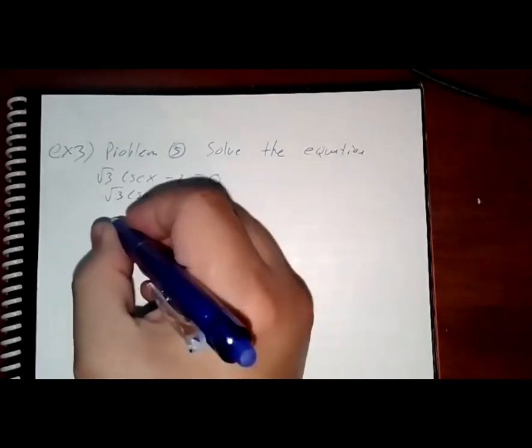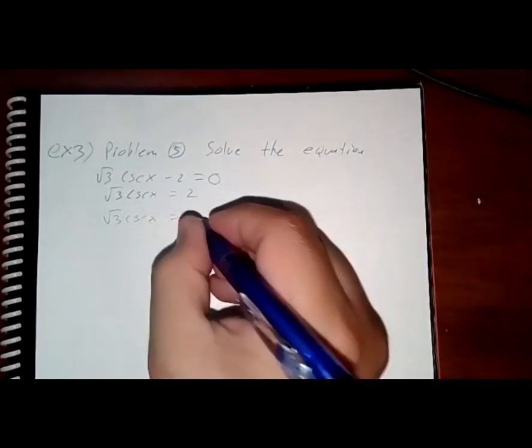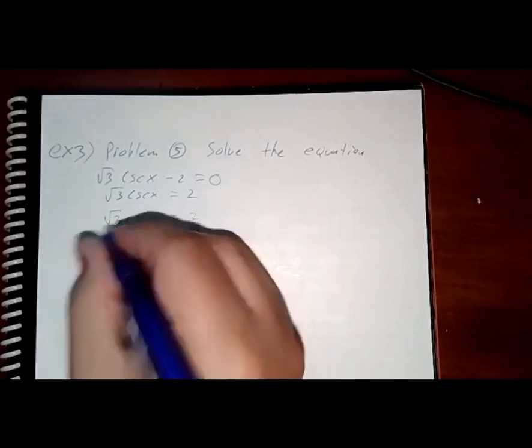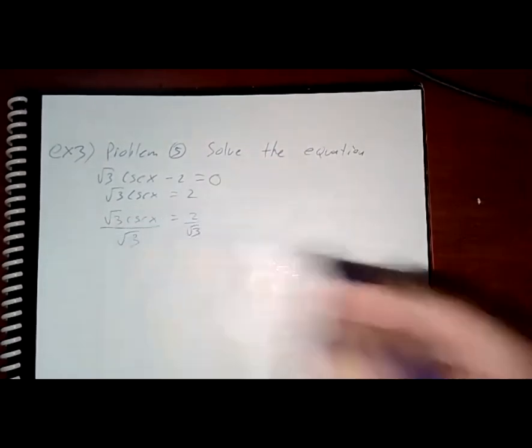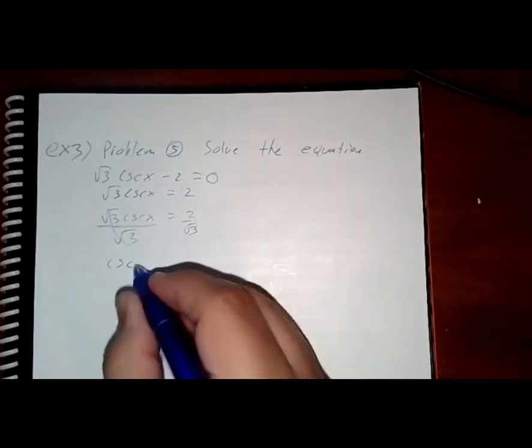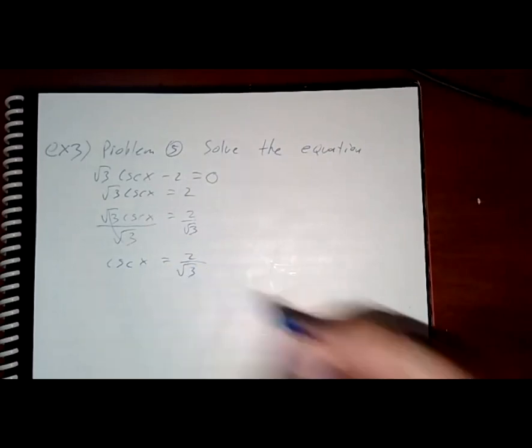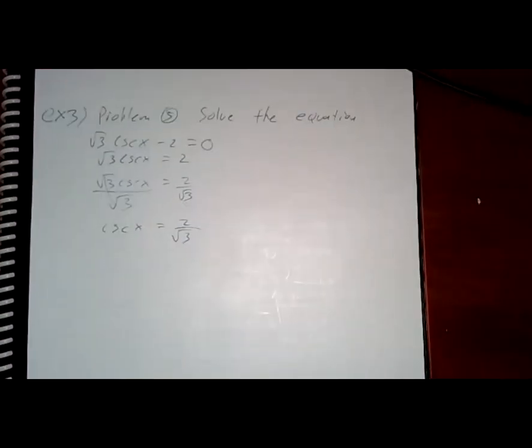Now I'm going to divide both sides by square root 3. So cosecant x is equal to 2 over square root 3. That okay so far?